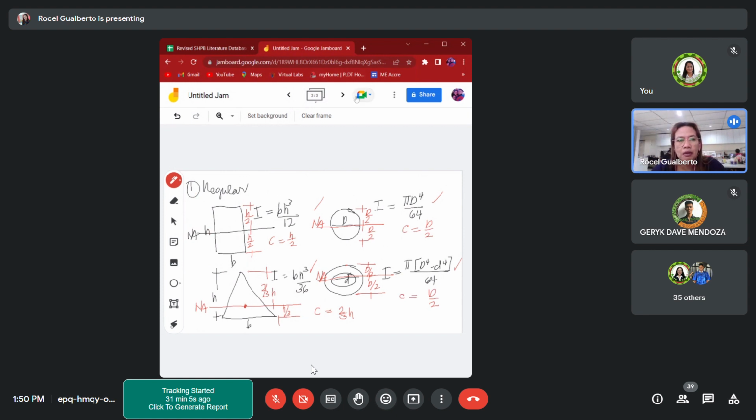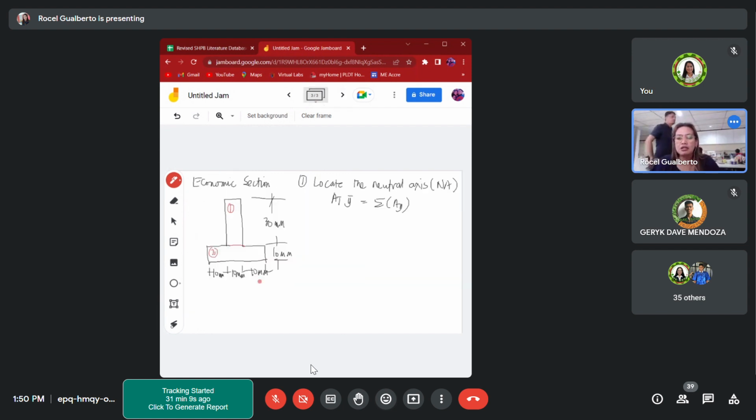Now, look at our sample here, an inverted T cross-section. If you have here an inverted T cross-section, nasa gitna po ba yung kanyang neutral axis? Yes or no?